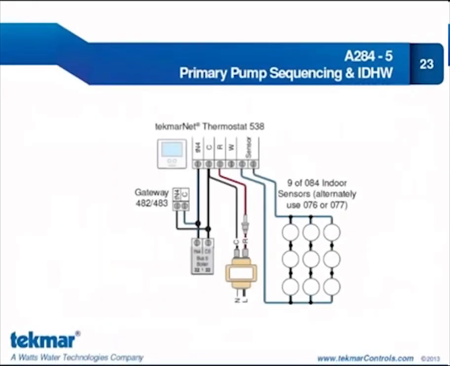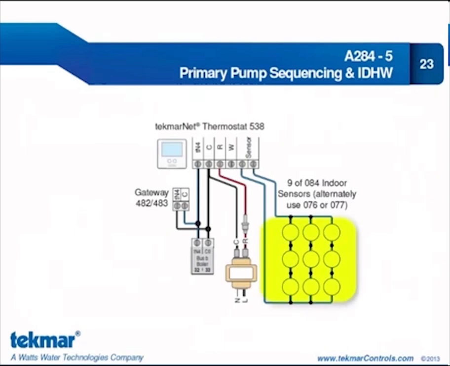Here's a continuation of the top half of the control, where we're looking particularly at how we're connecting the Tekmarnet thermostat 538 to the 284. You can see we've connected it directly to the bus B terminals. Now we can do that with a Tekmarnet 4 thermostat. We can connect the TN4 and C directly to the TN4 and C for the boiler bus terminals on the 284. We cannot obviously do that with a Tekmarnet 2 thermostat. It must be a Tekmarnet 4 thermostat.